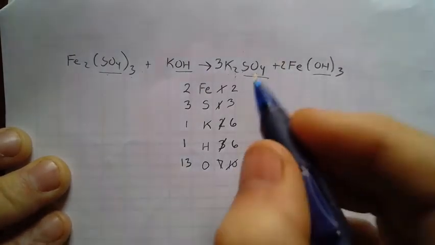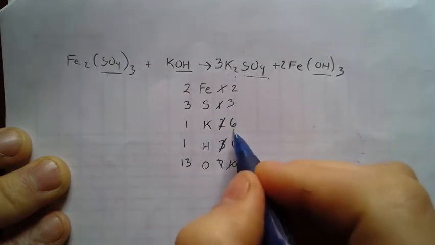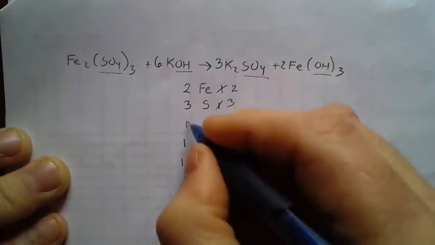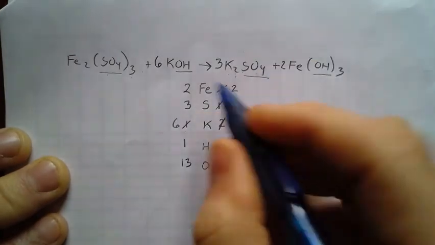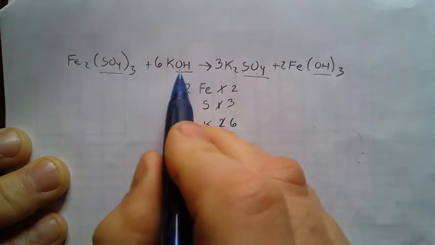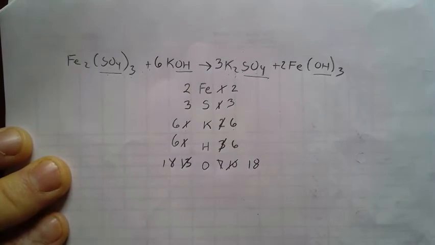18. Now on this side, we have 6 potassiums on the right. We want to have 6 potassiums on the left. So we go and put a 6 in front of the potassium hydroxide. That makes that a 6. Hydrogen becomes a 6. And oxygen is 6 plus 4 times 3 is 12, gives us the 18.